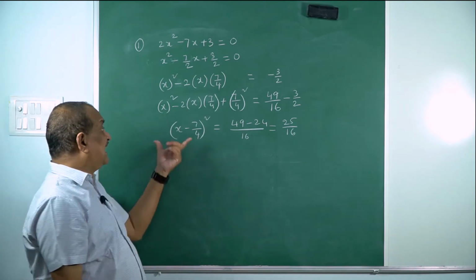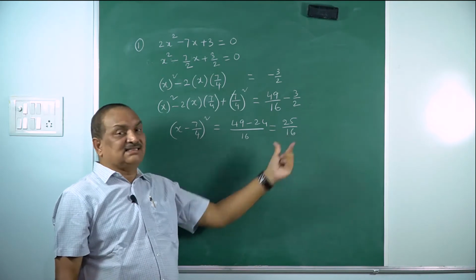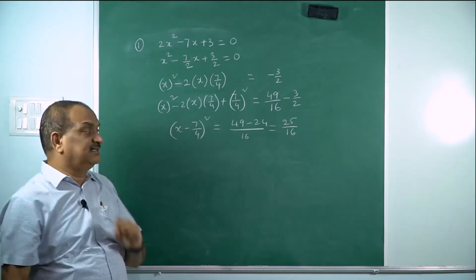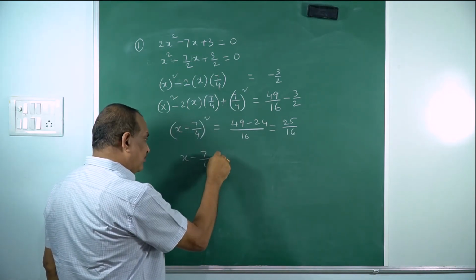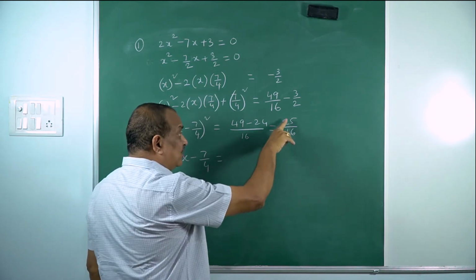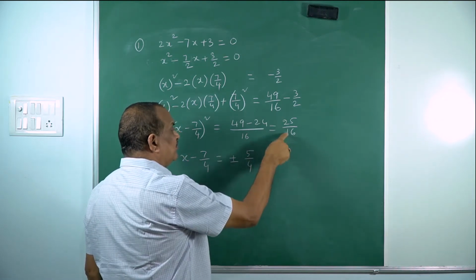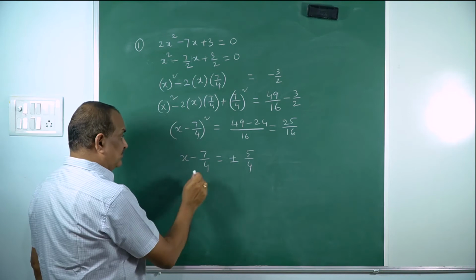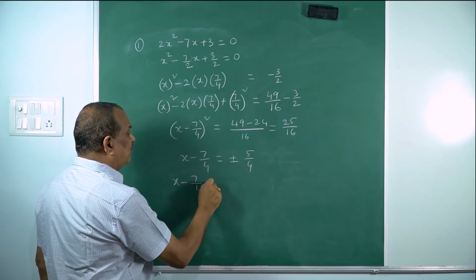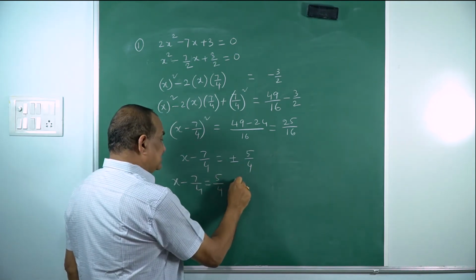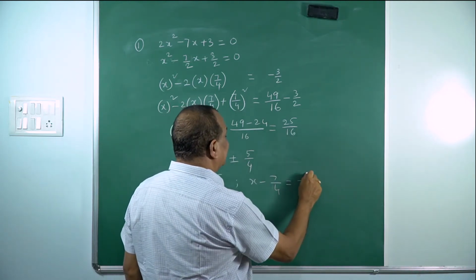My next step is I take the square root this side, square root that side. But when I take the square root this side, I should write plus or minus. Square root this side means this square will go. x minus 7 on 4 is equal to the square root of this one, plus or minus 5 by 4. 5 5 is 25, 4 4 is 16. There are two answers now. If this is plus, one answer; if this is minus, another answer. x minus 7 by 4 is equal to 5 by 4, that is one answer. x minus 7 by 4 is equal to minus 5 by 4, another answer.